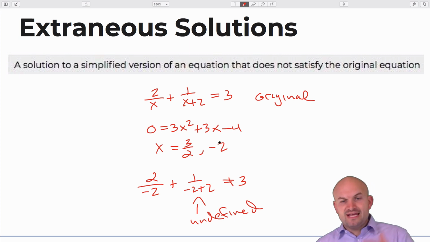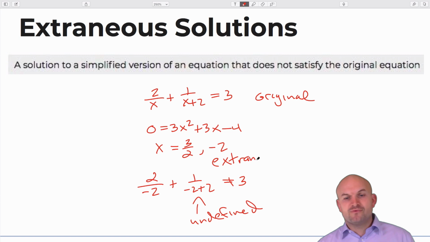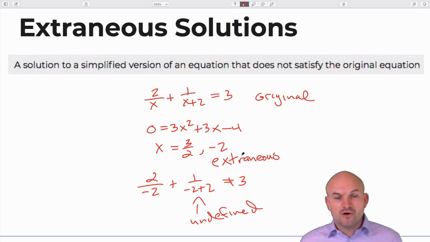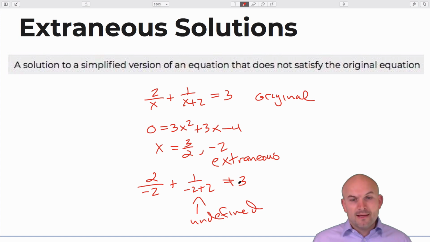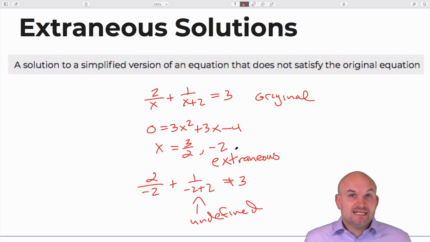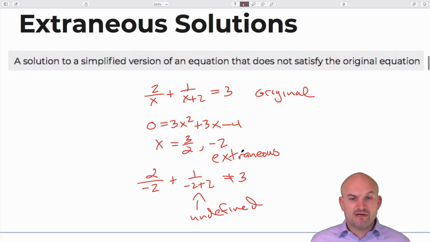If it satisfies the simplified equation but does not satisfy the original equation, that's why x equals -2 is extraneous. When I say extraneous, it just means it's not a solution at all. A lot of times we'll find it as a solution, but if your only answer is extraneous, then you have no solution for your equation. We will have some problems like that as well.